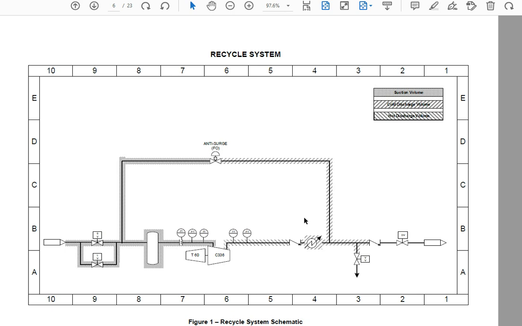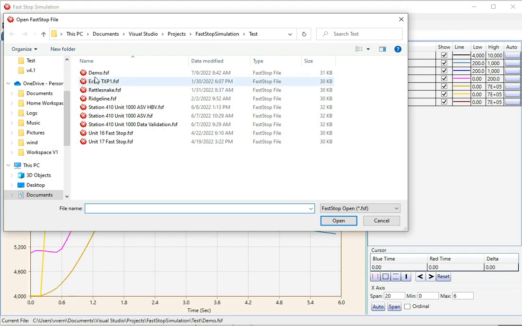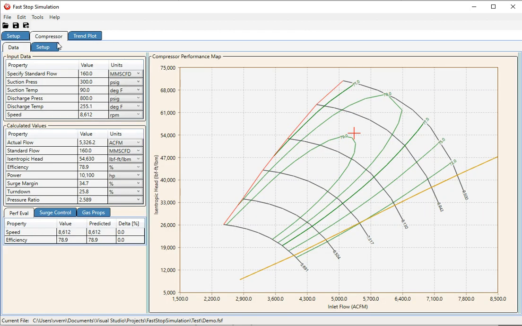So really all we're concerned about in the fast stop modeling is basically the performance of the turbine and compressor, the volumes of the discharge, the performance of the surge control valve, and also the volume of the suction, I should mention. So that's a very simple schematic. And the goal of designing a good system is to avoid crossing the surge line on the performance map of the compressor.